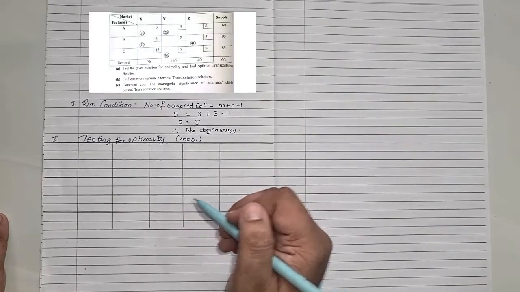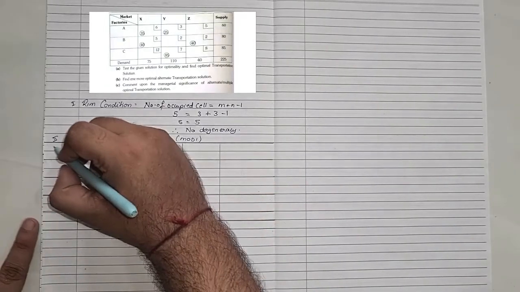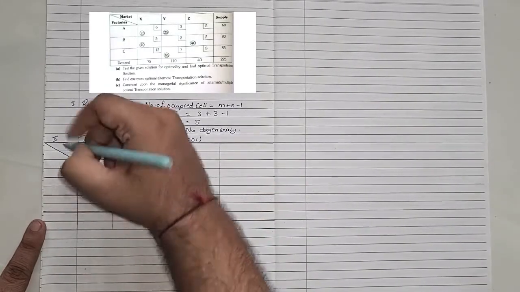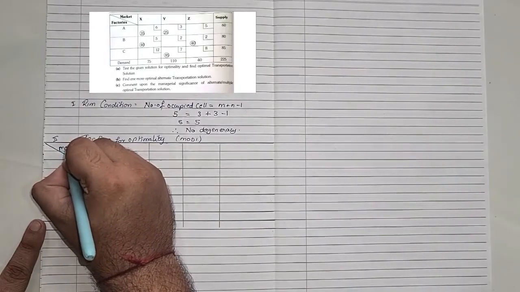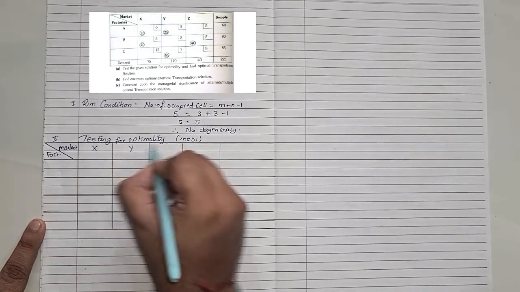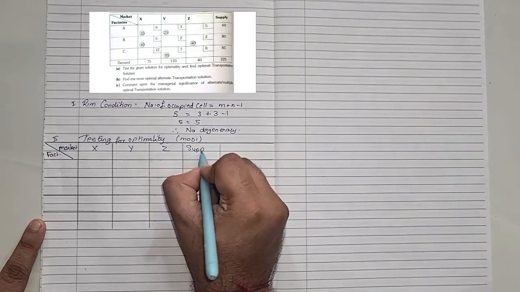Now again in this question there were markets and there are factories, so I will divide this in two parts. I have market and I have factory. Under market I have x, y, z, so I'll write here x, y, z, and we have supply. And in factory we have a, b, c, and we have demand.